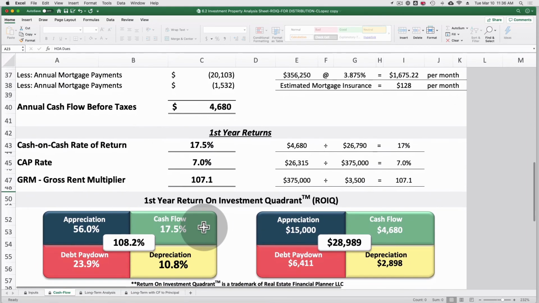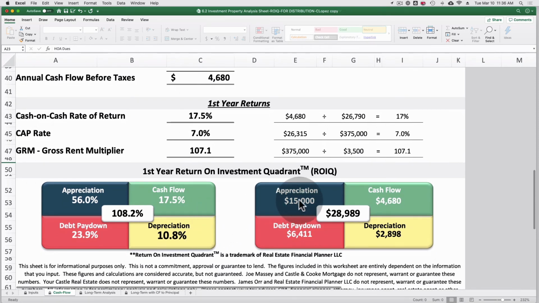And so coming down to our return on investment quadrant, we're going to start over on the right-hand side where we're going to look at the dollars. Now, we said this property is going to appreciate 4%. We're paying $375,000 for it, times 4% is going to give us a dollar return of $15,000. Our cash flow is from our cash flow statement, $4,680.